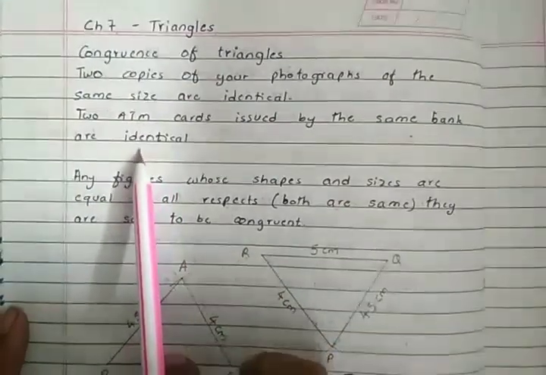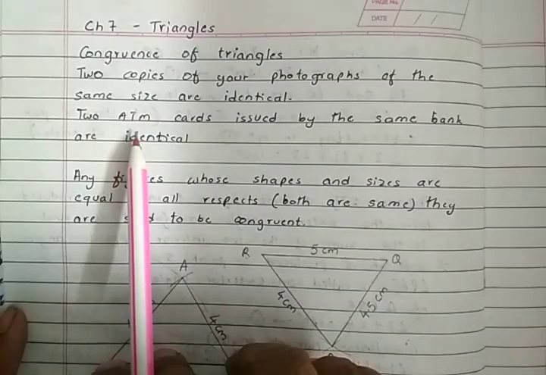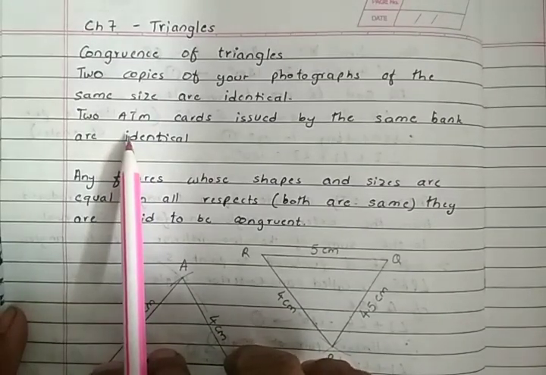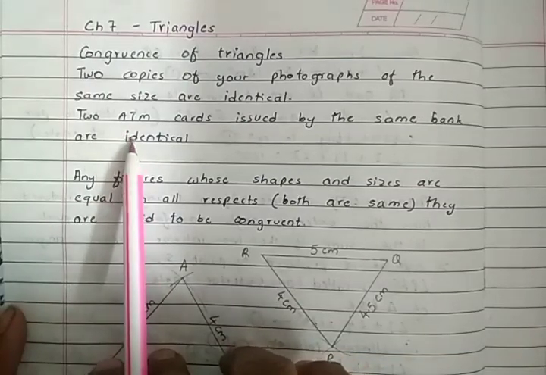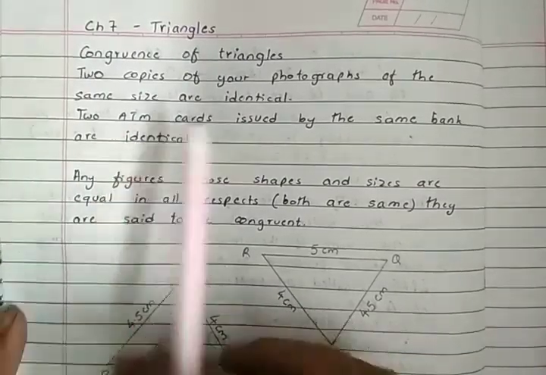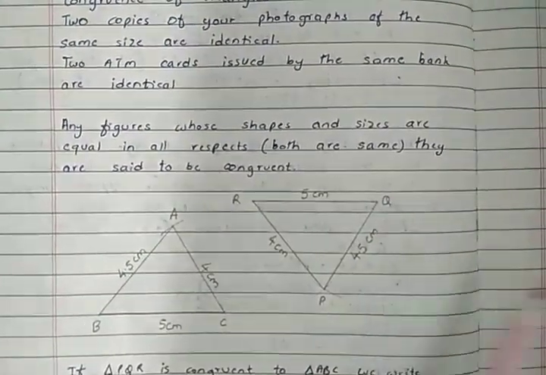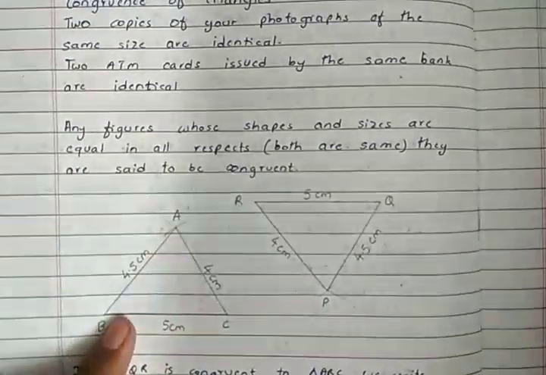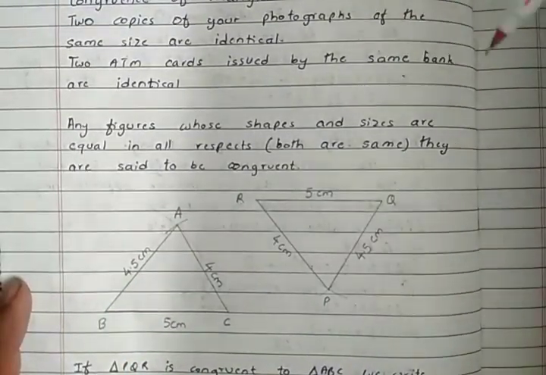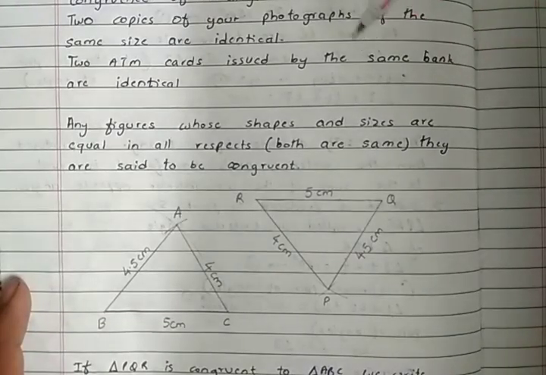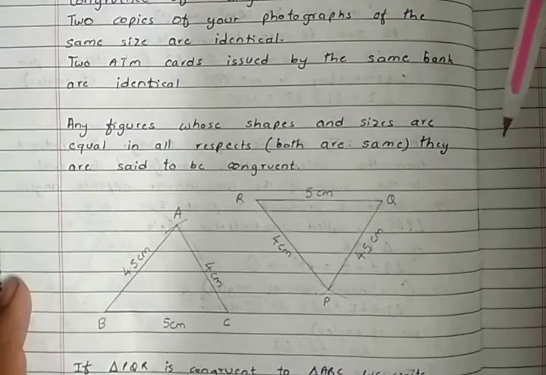Now if you look at your passport size photograph, which is developed from the same photo lab, the photographs will be identical, right? Or if you take two 1 rupee coins or 2 rupee coins, any denomination of coins or notes, the shape and the size will be the same, they will be identical. So you can say that they are Xerox copies of each other.